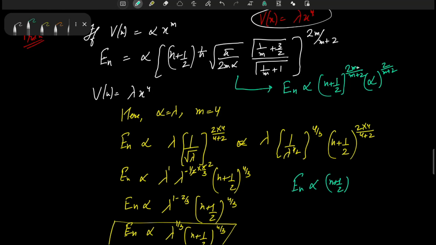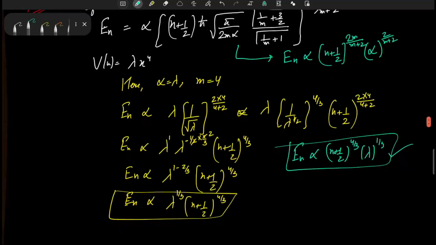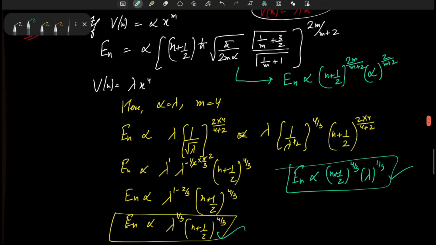So m is 4 here, so 8 by 6, that will be 4 by 3. And alpha, here lambda, raised to power 2 by m plus 2, that is 2 by 6, which is 1 by 3. So you will get the same answer in a very short way. So you have to remember these formulas.